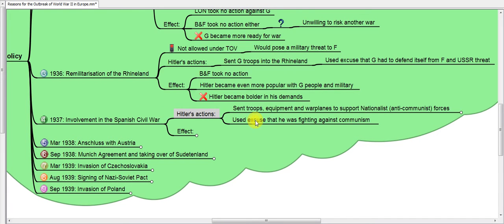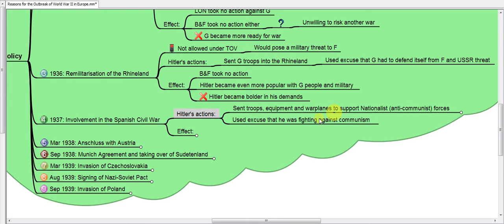What was the excuse which he used? We are fighting against communism. If you recall, during this time, the Nazis hated communism, but so did Britain and France. And so Hitler said, well, you see, I'm just doing you a favor. I'm fighting against the communists because we don't want the communists to come to power in Spain in the Civil War, because basically the Spanish Civil War was a war between the communist side and the anti-communist side. So Germany was using its troops to support the anti-communist side.